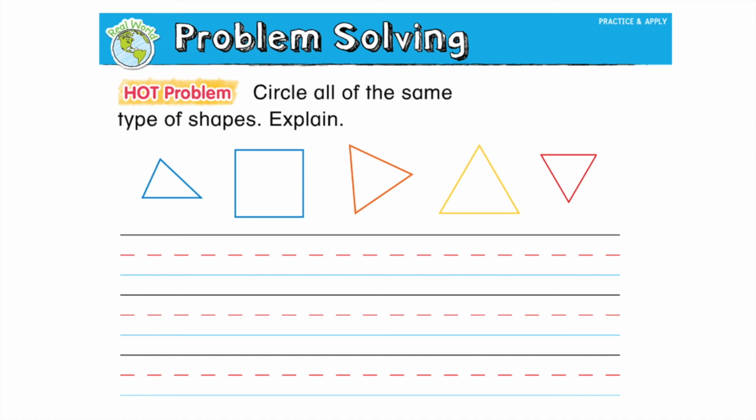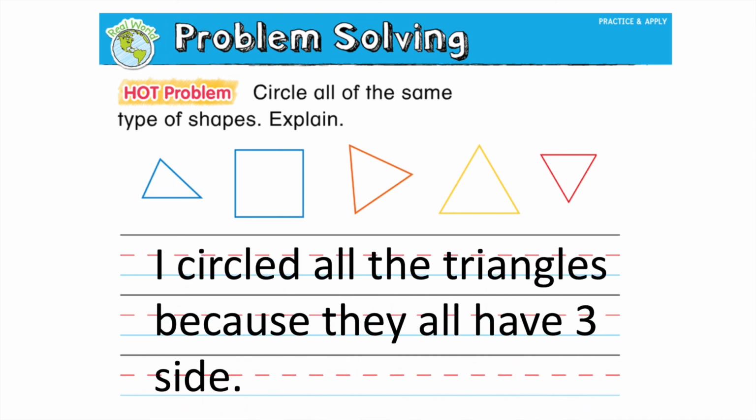Now in your own words, tell me why you would circle those shapes. Remember, you don't have to write exactly what I write. Just check to see if it's something similar. I wrote, I circled all the triangles because they all have 3 sides. I could also say that I circled all the triangles because they all have 3 vertices.